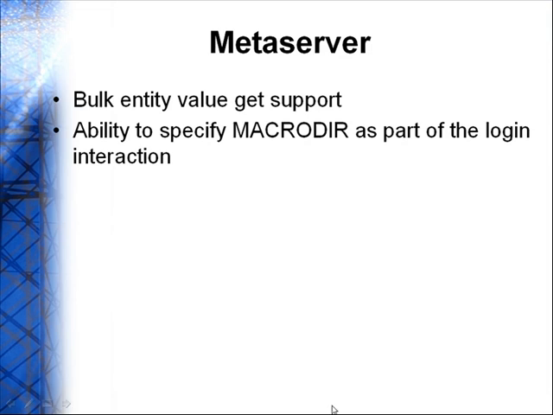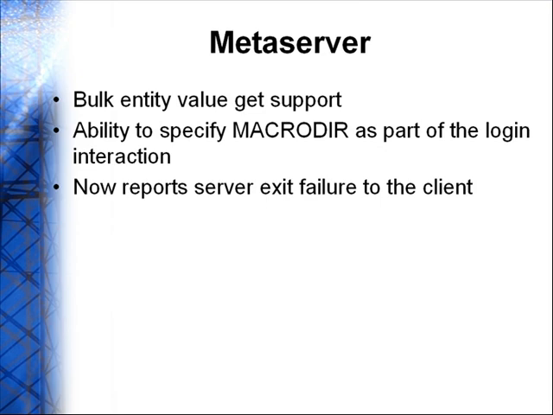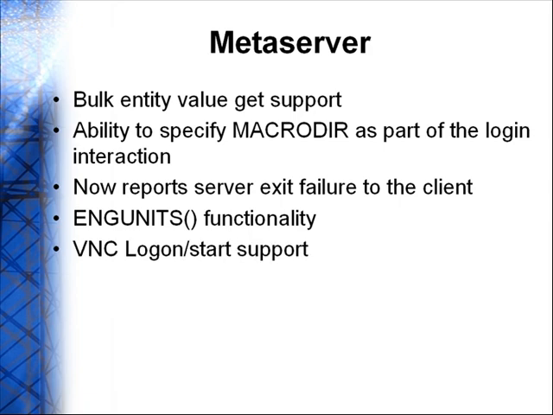So on meta server we've added bulk entity get value support to the API, so that in one C# or VB line, you can ask for an array of entity attributes and get them back in one call. Sometimes you just want to do that rather than create objects and all that sort of thing. Also the ability to specify macrodir as part of the login, some failure handling reporting if configuration is wrong on the server, and the NGunits functionality flowed through from the other MacroView changes.